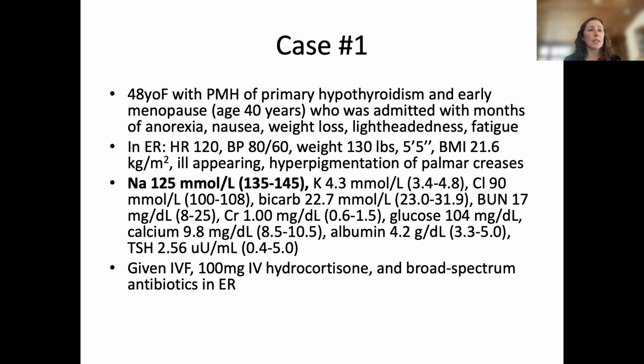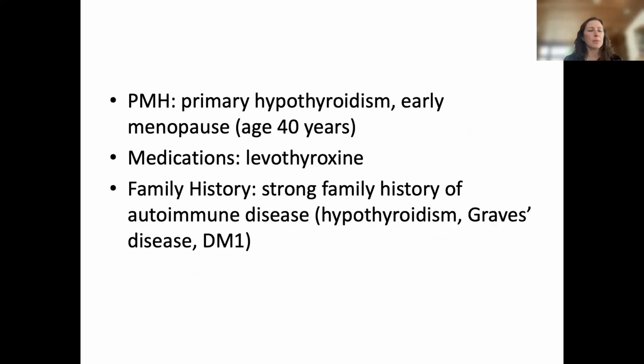Her labs, as you can see here, were most notable for hyponatremia with a serum sodium of 125. In the emergency room, they gave her intravenous fluids, 100 milligrams of IV hydrocortisone, and broad-spectrum antibiotics. Her past medical history, again, was notable for primary hypothyroidism and early menopause, and her medications were notable only for levothyroxine. Importantly, she had a strong family history of autoimmune disease, including hypothyroidism, Graves' disease, and type 1 diabetes.